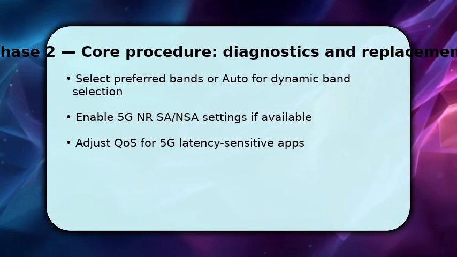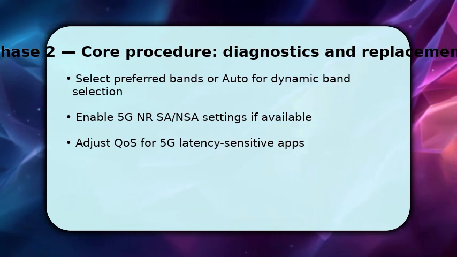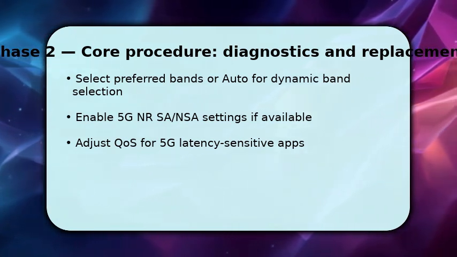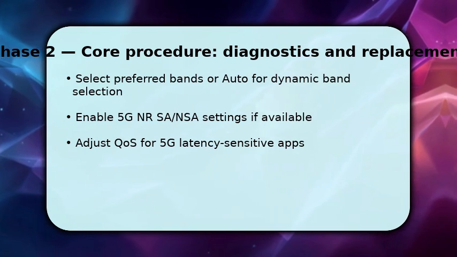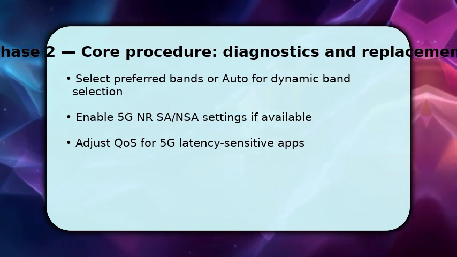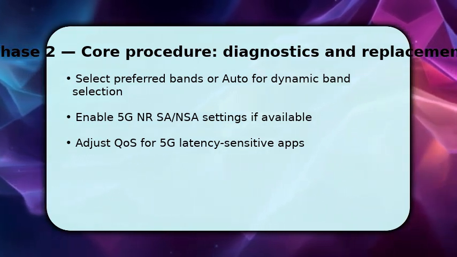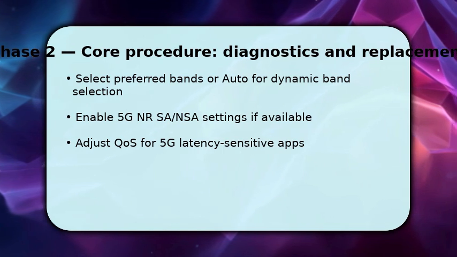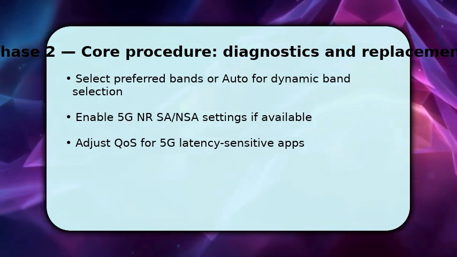Now you refine performance. Access radio or network settings, choose preferred bands, and leave on auto unless you know the local 5G band. You should enable NR SA or NSA based on PLDT guidance. SA gives lower latency, NSA may be more widely available.